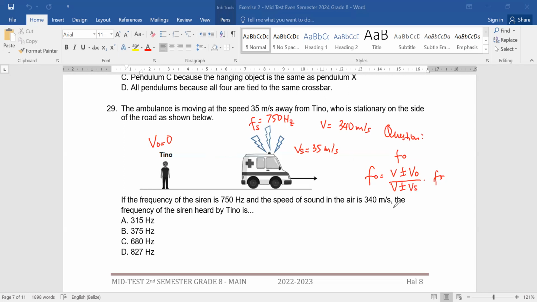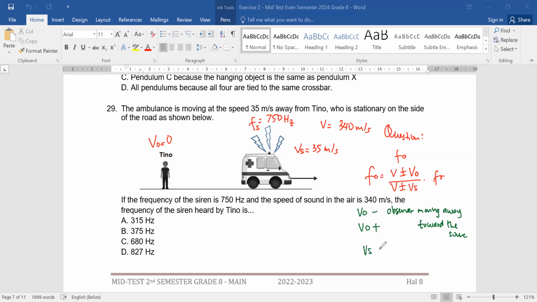So when the observer is moving away, the VO is going to be negative, all right? And when the observer is coming toward the source, the VO will be positive. So the idea is when the observer is coming to the source of the sound, it's going to be louder. I mean, the frequency is going to be higher. So it's supposed to be positive.